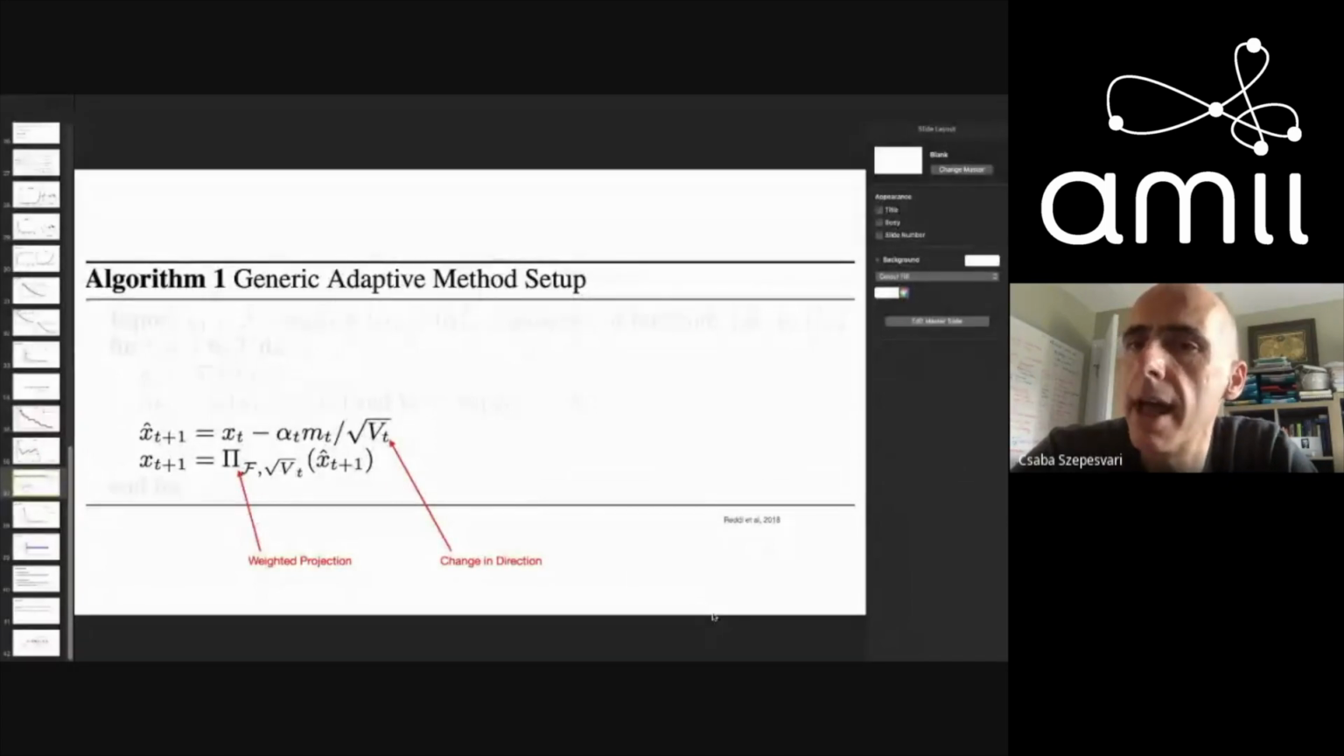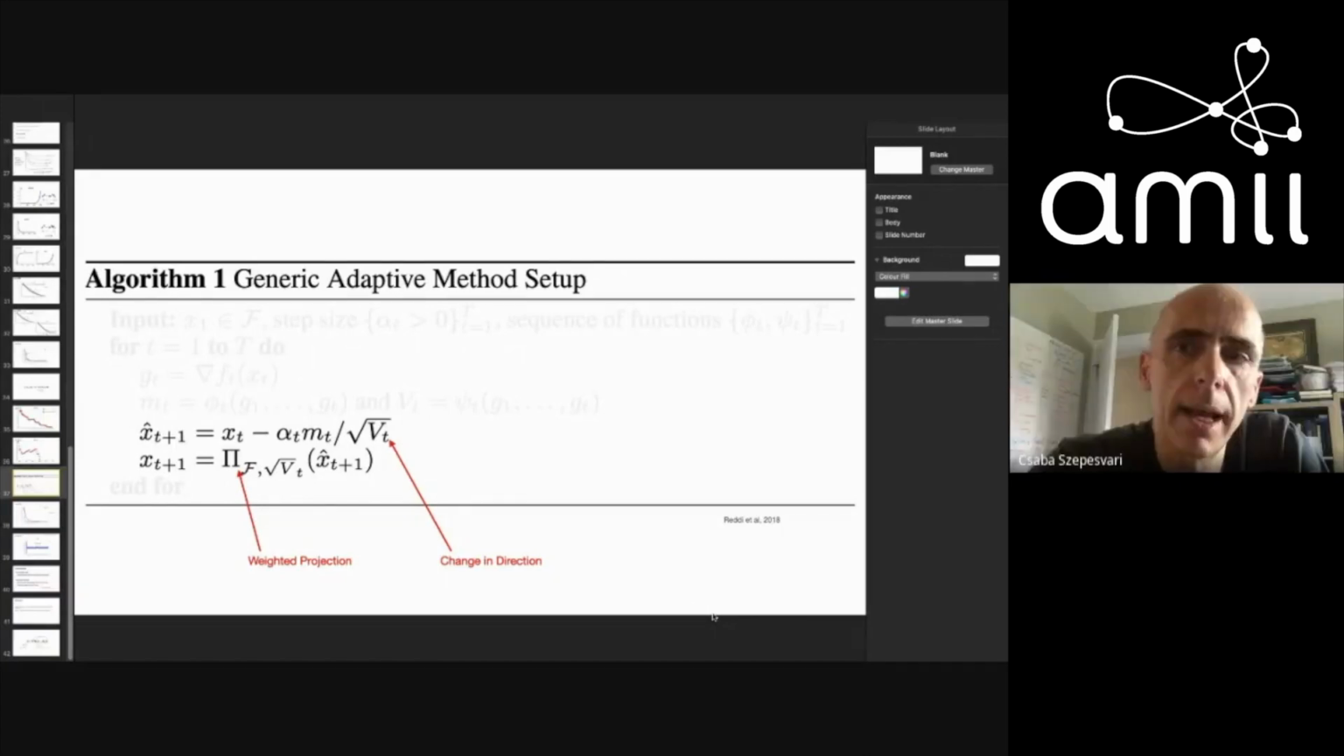So have you looked at the saddle point point of view? Not yet, no. I'm hoping that the saddle point viewpoint can bring some clarity to these questions.